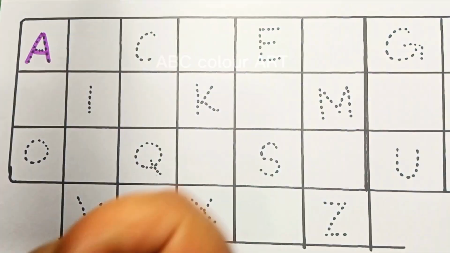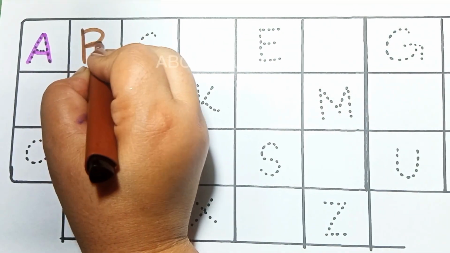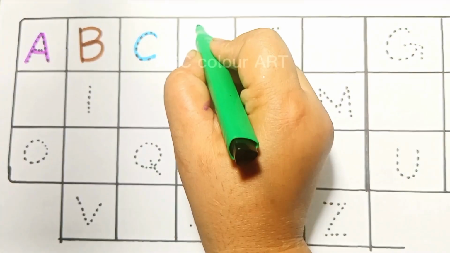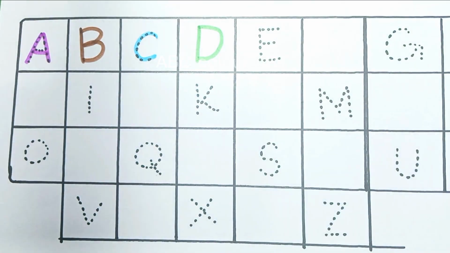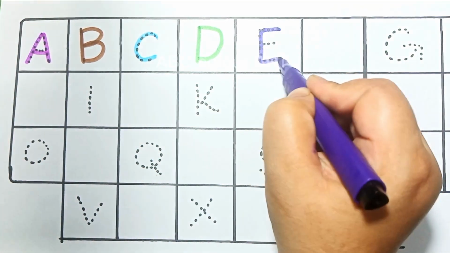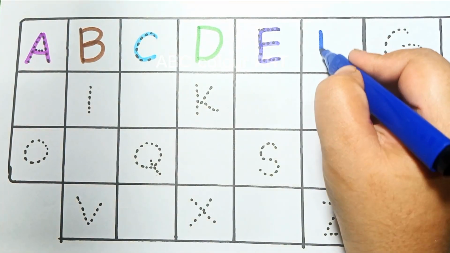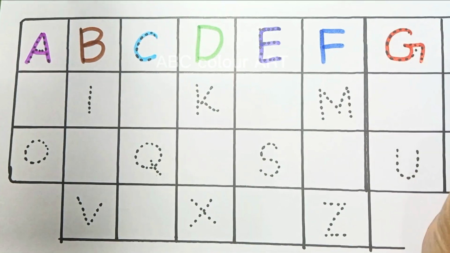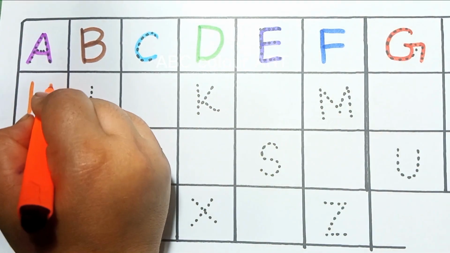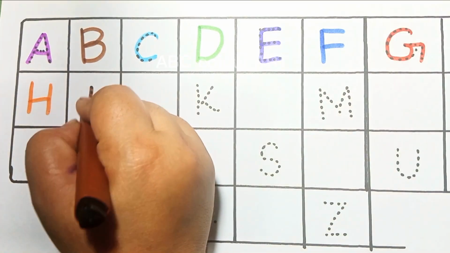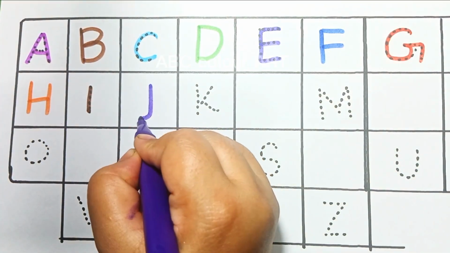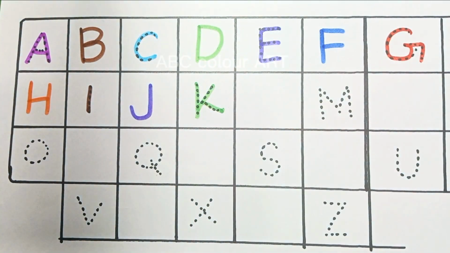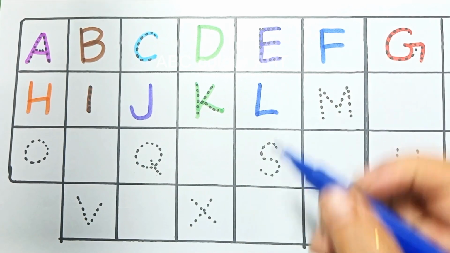A for airplane, B for butter, C for cherry, D for dog, E for elephant, F for frog, G for grape, H for hen, I for ice cream, J for joker, K for king, L for lemon.